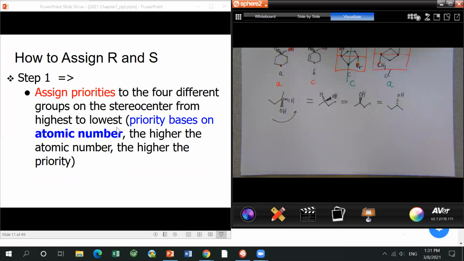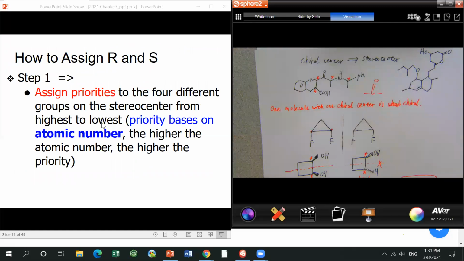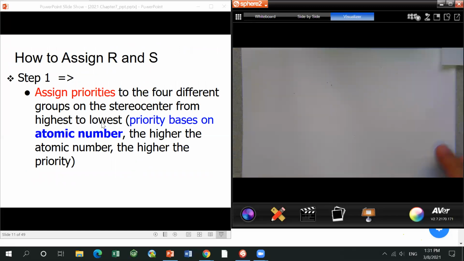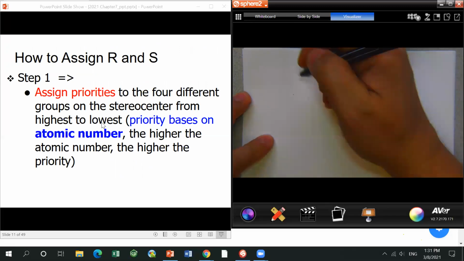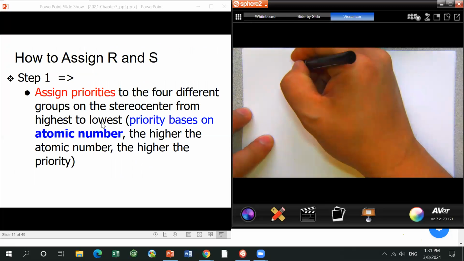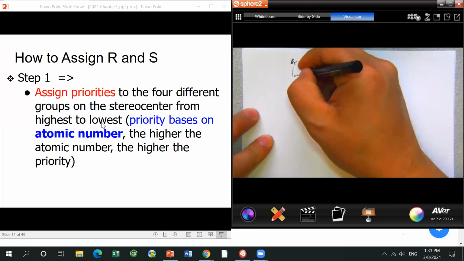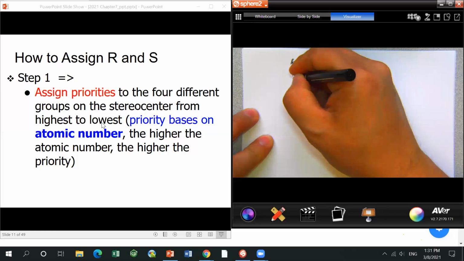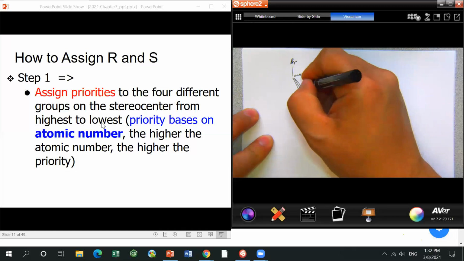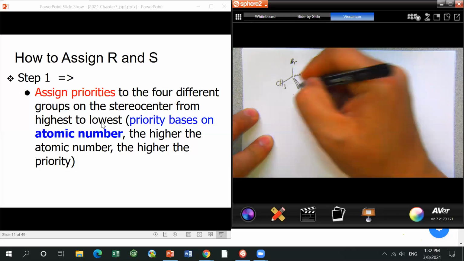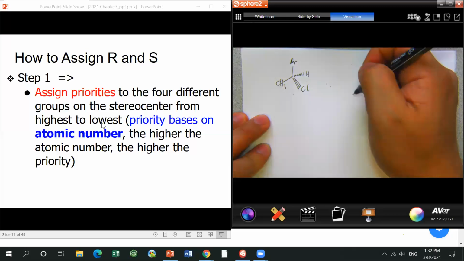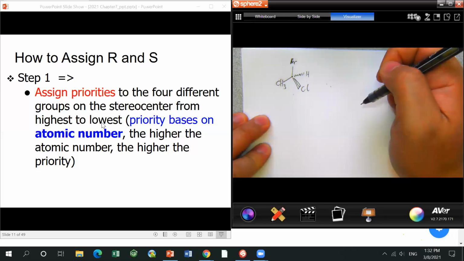Right, so now we'll learn how to assign R/S for the chiral centers. It's not hard, just do the following steps. I use this one as an example: that's Br, hydrogen pointing away from you, and chlorine, and then here, C3. Definitely this is the chiral center, with four different attachments. The whole molecule is chiral.